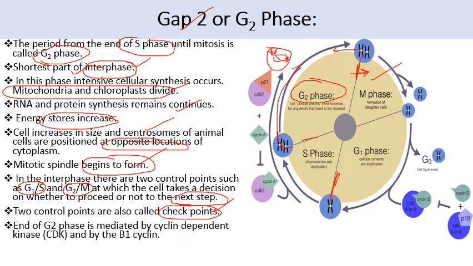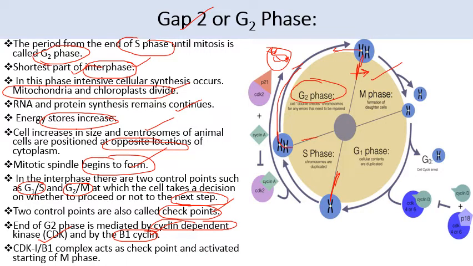End of G2 phase is mediated by cyclin dependent kinases, abbreviated as CDK, and by the B1 cyclin. These are proteins, and the CDKs and cyclin proteins will form the checkpoint. It will allow the cell's entry into the M phase after passing the G2 phase. This CDK1 and B1 complex acts as a checkpoint and activates the starting of M phase, the mitotic phase, which involves division of nucleus and division of cytoplasm.